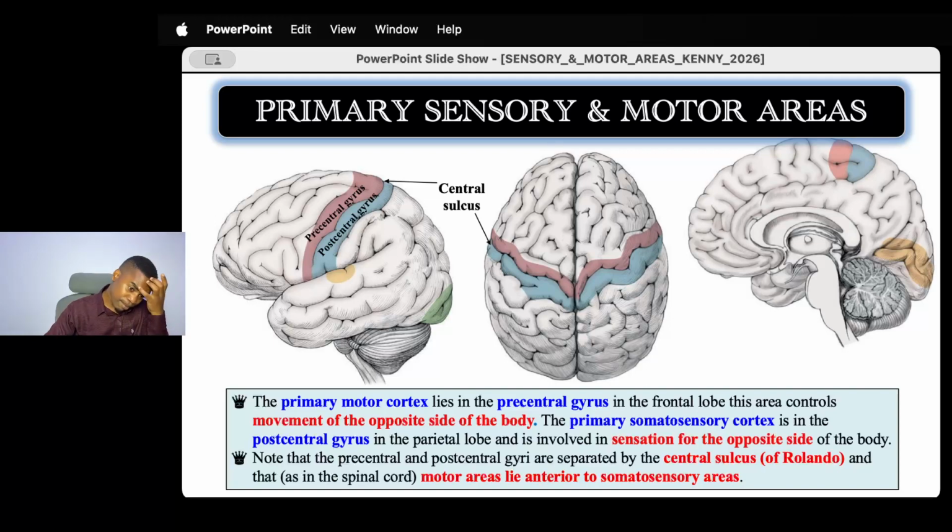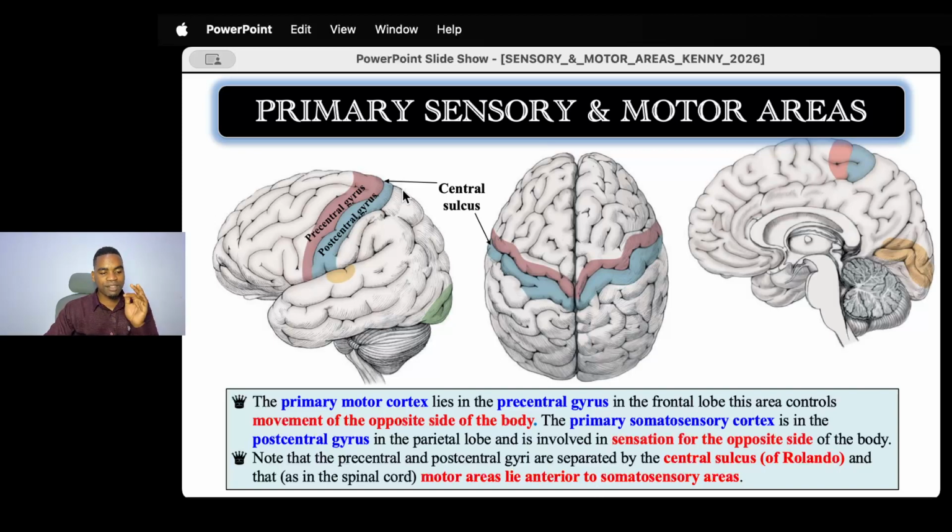But the primary sensory is not limited to somatic sensation. We're also dealing with the special senses: vision, sound, taste, balance, and hearing. They are not handled by the primary somatosensory area. They have their different areas, and we're going to discuss each one in turn.